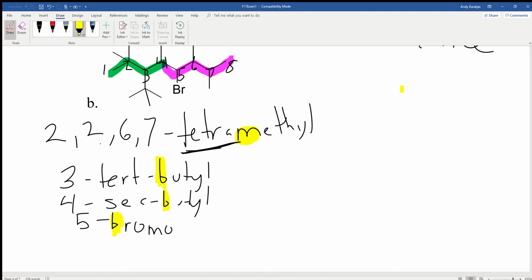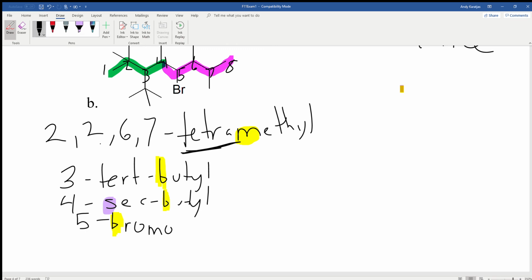The only time these numerical prefixes come into play is in a situation like this. How do we distinguish what comes first, tert-butyl or sec-butyl? In that case, we can factor those prefixes in. So sec-butyl and tert-butyl will both get alphabetized under B, but sec-butyl will come before tert-butyl.